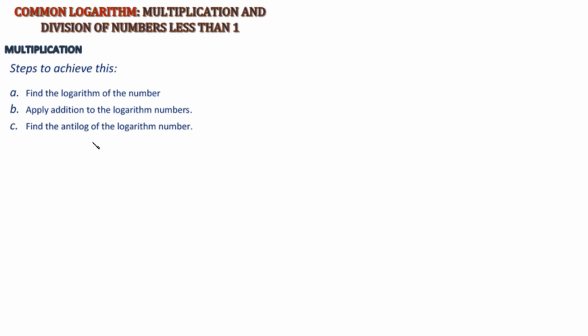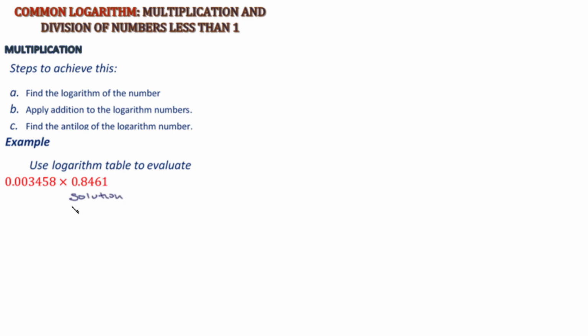I'll use an example. Use a logarithm table to evaluate 0.003458 times 0.8461. Solution: this is very simple. You bring down the values and look for the standard form of each number. Let's bring the first, 0.003458. What will be the standard form? Convert this to standard form.